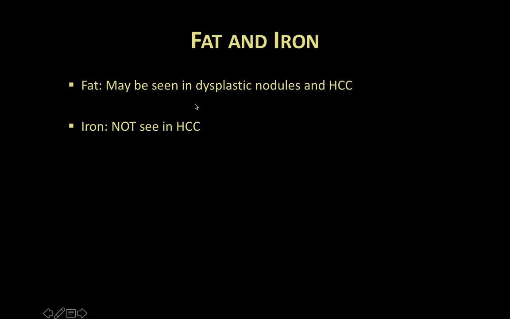On the other hand, fat can be seen both in dysplastic nodules and in HCC. Thus, we cannot use it to differentiate between the two. However, fat is seen in hepatocyte specific processes. What that means is that if you see a lesion with fat, you know it is not a cholangiocarcinoma or a metastasis. It's likely a hepatocyte process like an HCC.